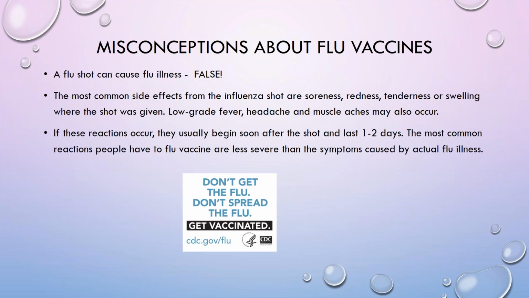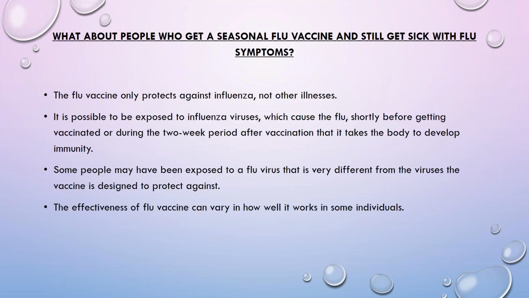The most common side effects from the influenza flu shot are soreness, redness, tenderness, or swelling where the shot was given. A low-grade fever or headache and muscle aches may also occur. But these reactions, if you had them, would last from 1 to 2 days. And the most common reactions people have to flu vaccine are less severe than the symptoms caused by actual flu illness.